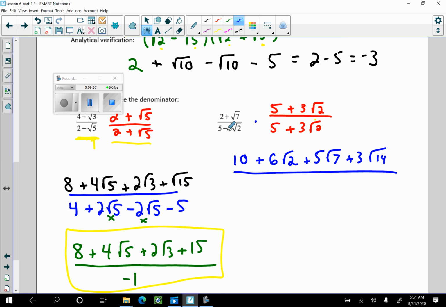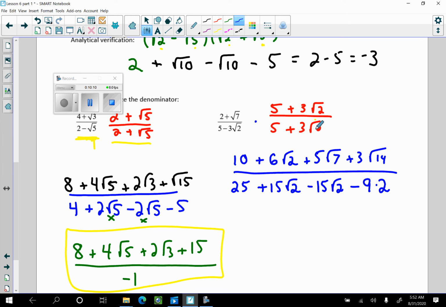And on the bottom, we're going to get a single number, but let's figure out what that single number is. I have 5 times 5 is 25. 5 times 3 square root of 2 is going to be 15 square root of 2. Here's why I chose the conjugate. Negative 3 square root of 2 times 5 is negative 15 square root of 2. That's why you choose the conjugate, because you're going to get those middle terms to subtract away. And now I have negative 3 square root of 2 times positive 3 square root of 2 is going to be negative 9 times 2.